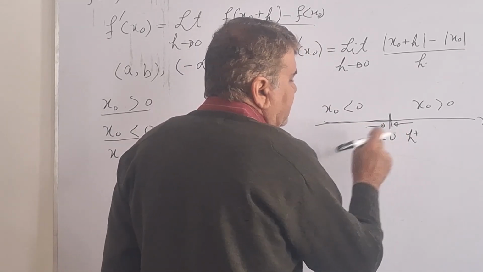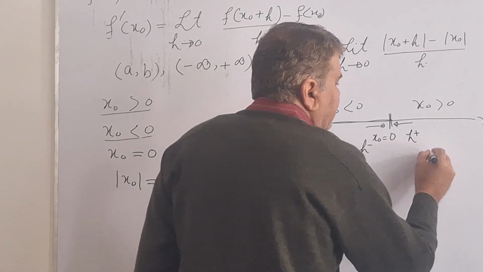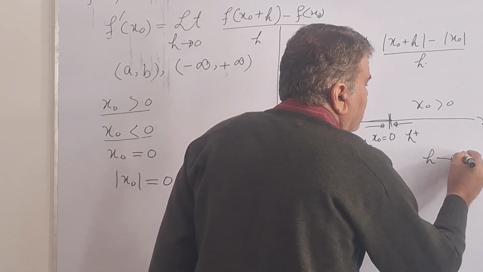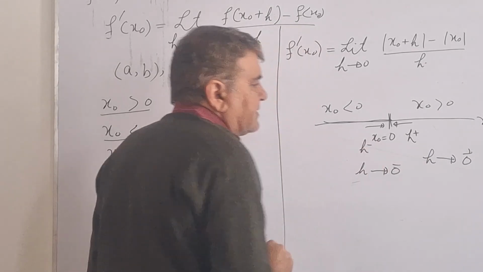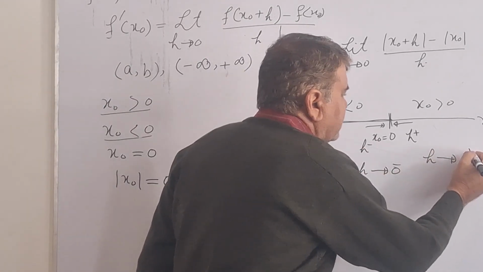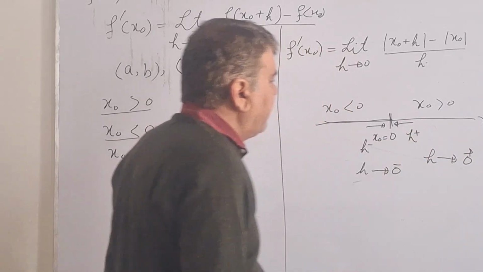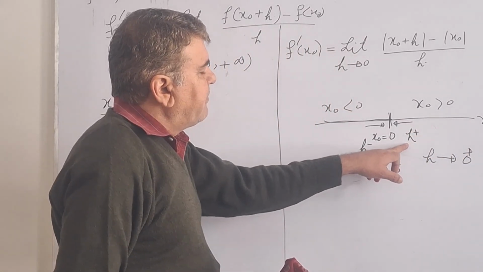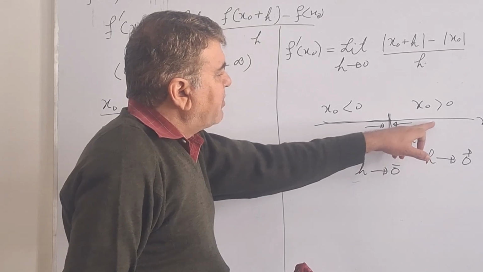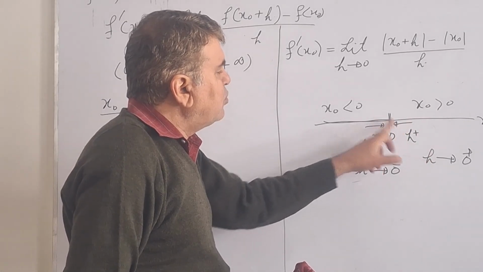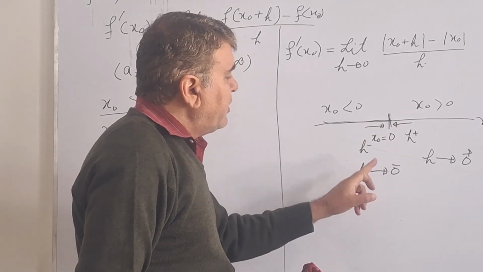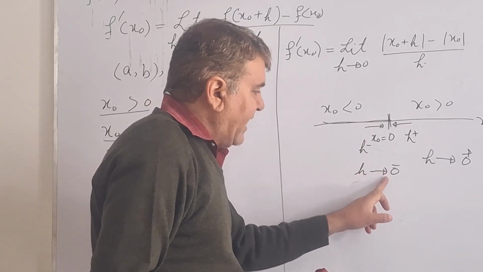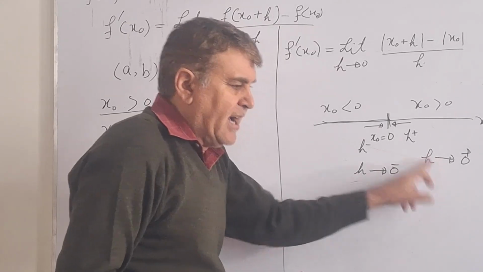And we write h plus and h minus as h tends to 0 plus and h tends to 0 minus. Those are the notations that we use in differentiation of functions. So we have two options for h. H can be taken from the positive side reaching 0, or h can be taken from the negative side reaching 0. So we have two options. H could be negative, h could be positive.